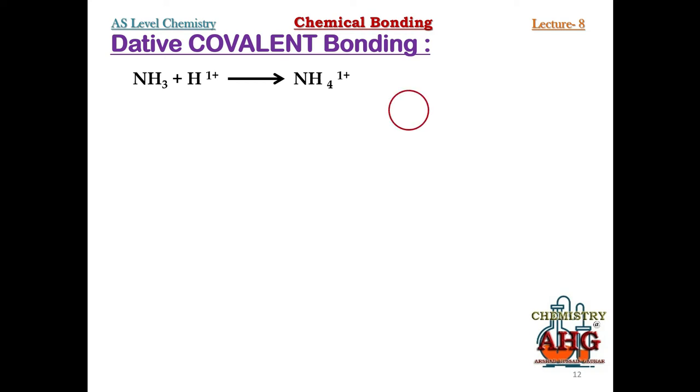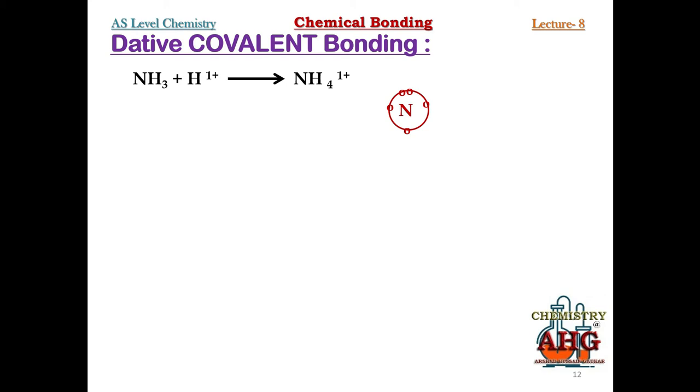Nitrogen atom is the central atom. Nitrogen atom belongs to group number 5. It has 5 valence electrons. Now what you can see, it can make 3 bonds. So it will make 3 simple covalent bonds, and it has one lone pair. That lone pair it can donate for the formation of dative covalent bond.